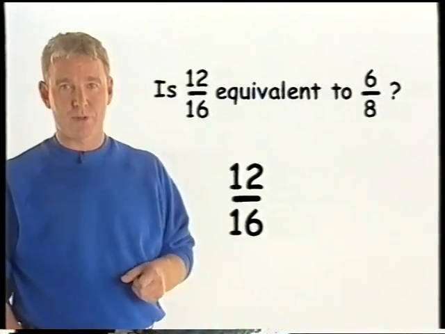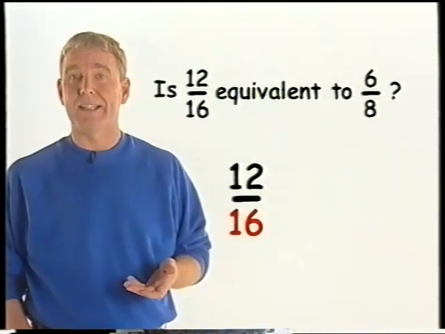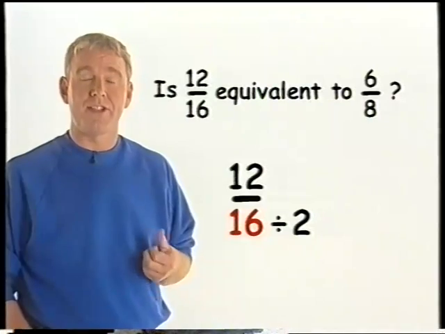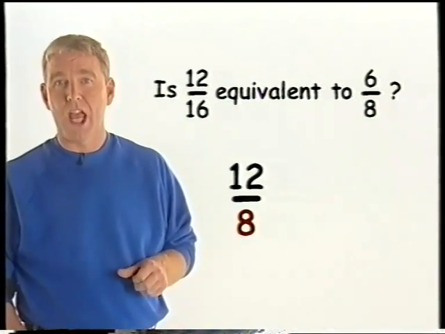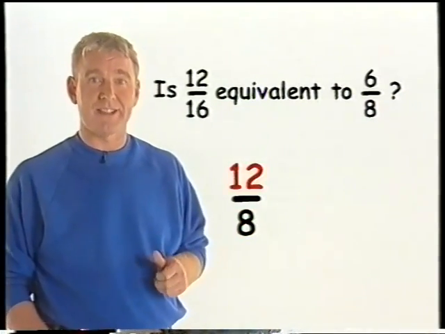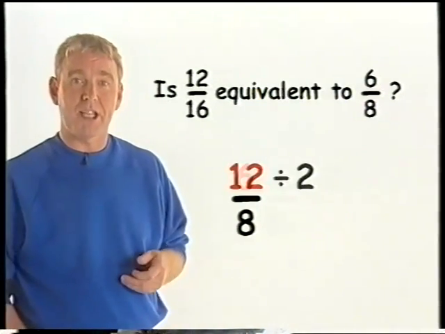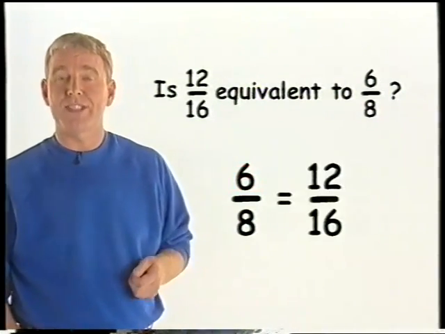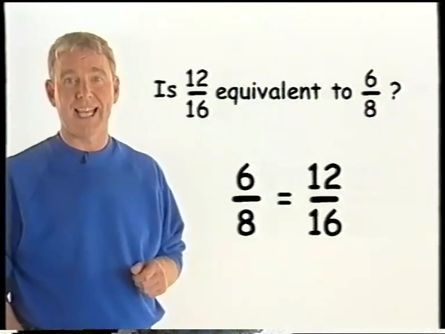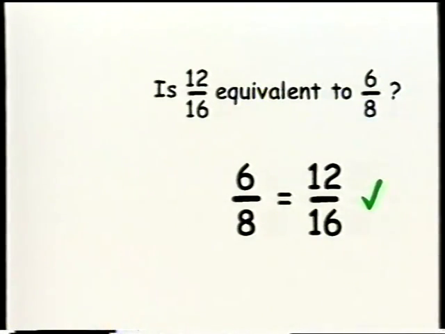The denominator of 12/16 is 16. Divide it by 2 and the denominator becomes 8. The numerator of 12/16 is 12. Divide it by 2 as well and the numerator becomes 6. So 12/16 is equivalent to 6/8. Dividing the numerator and denominator by the same number like this to make them as small as you can is called simplifying a fraction.